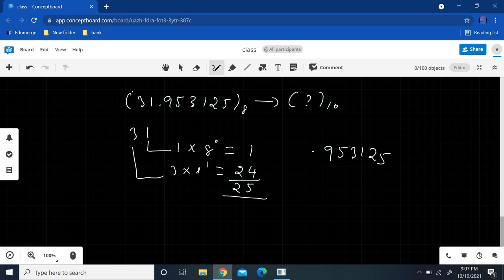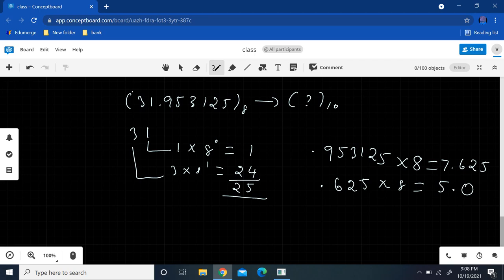For 0.953125, what are we going to do? We are going to just multiply it by 8. If you multiply it by 8, you will get the result 7.625. Don't consider the whole number, just consider the fractional part, that is 0.625. Multiply it by 8 and you will get the result 5.0.